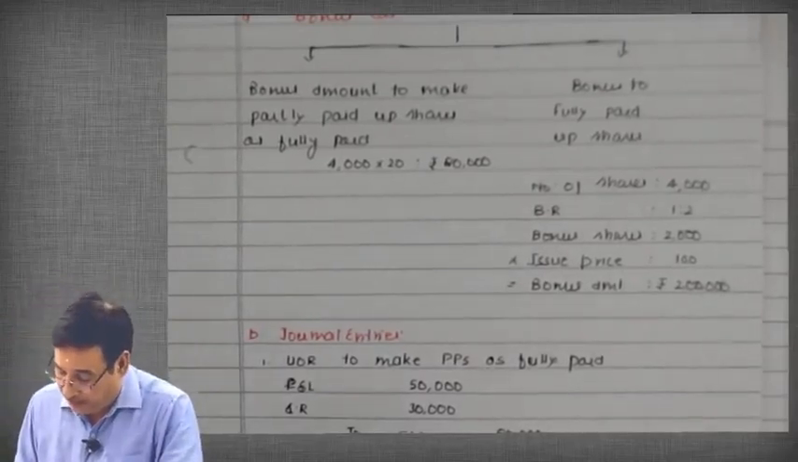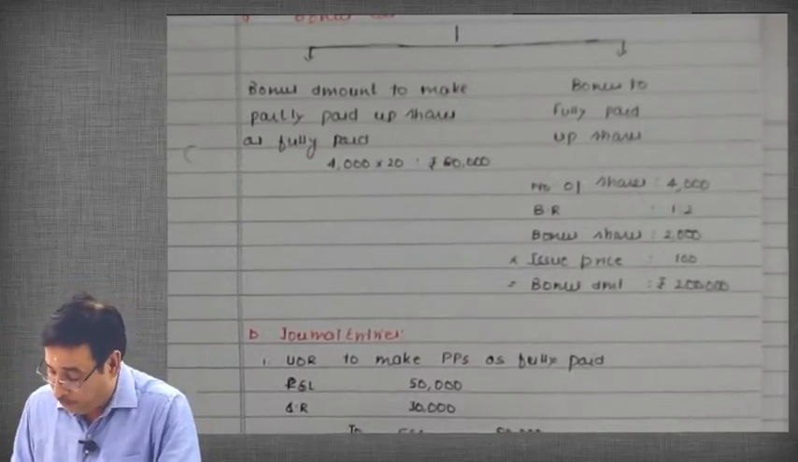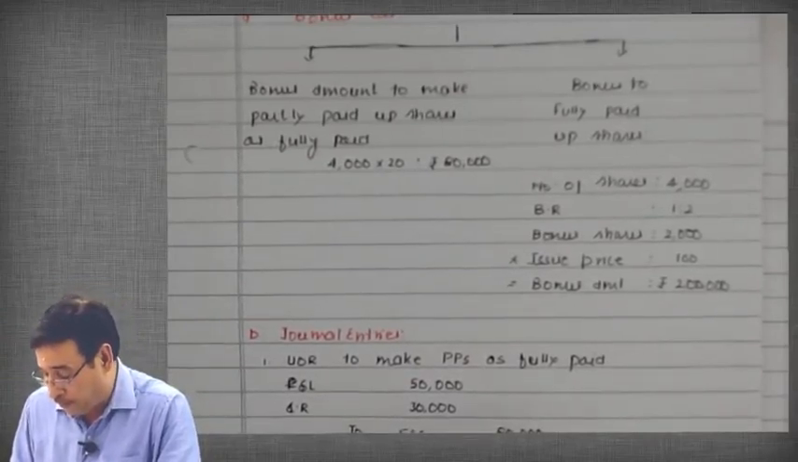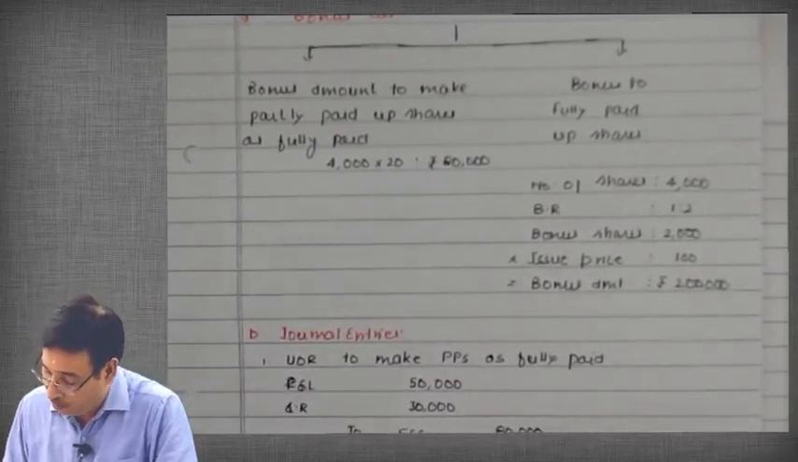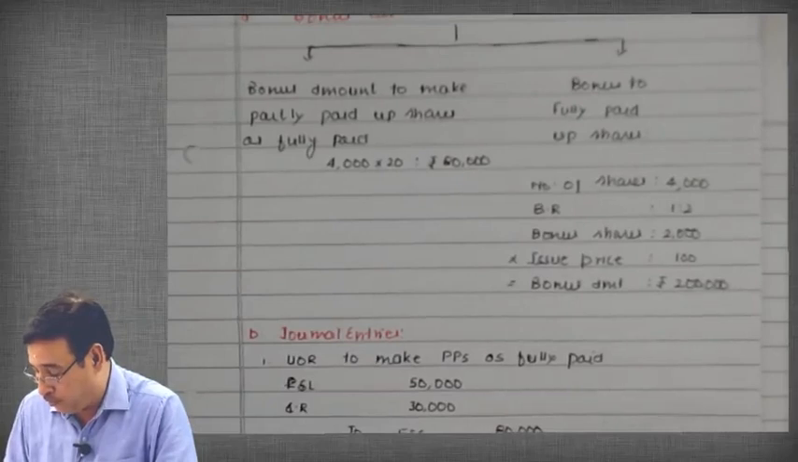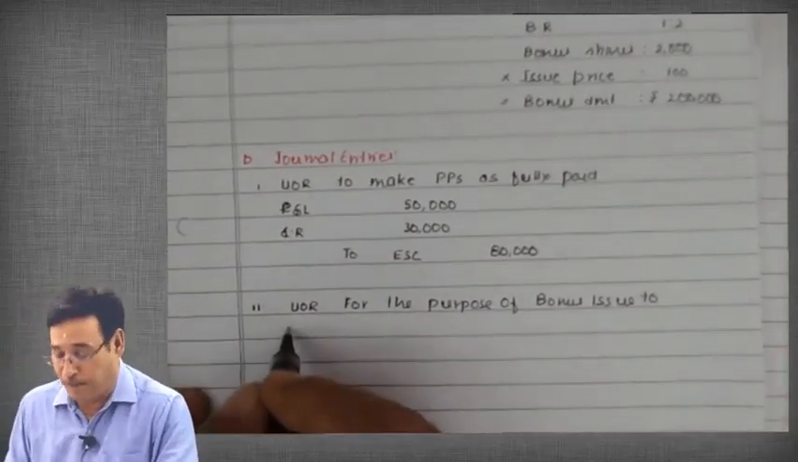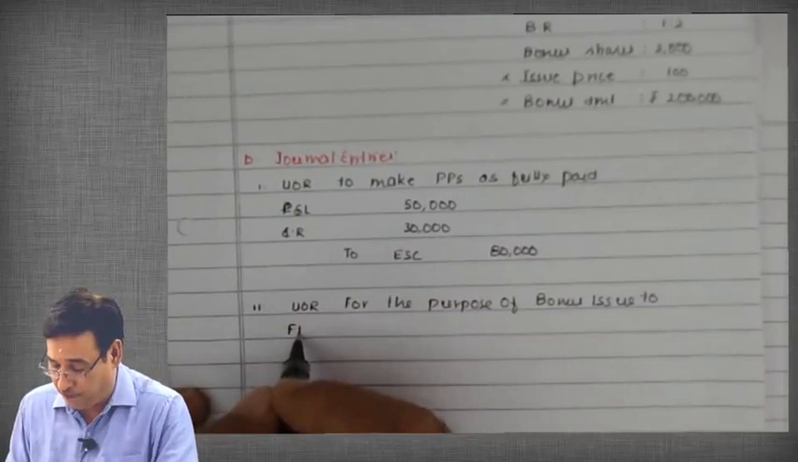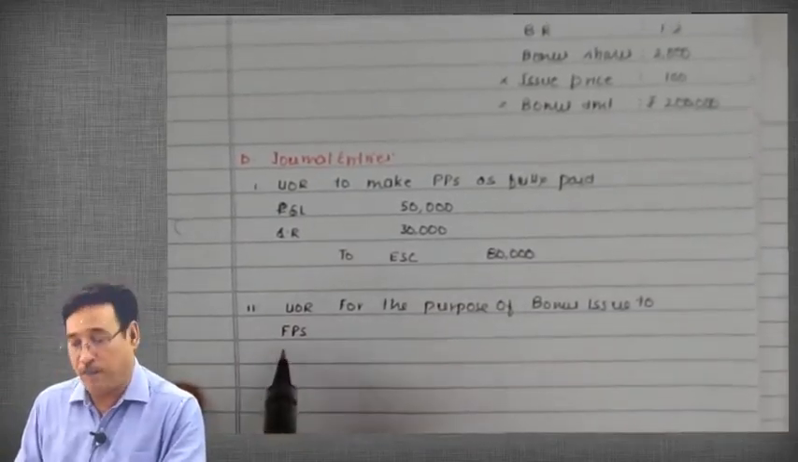Now the second entry which we are going to pass is utilization of reserves for the purpose of bonus issue to fully paid shares. Bonus issue to fully paid up shares. Now please pay attention, I am using FPS, fully paid share. Intentionally I am using this short form, correct?